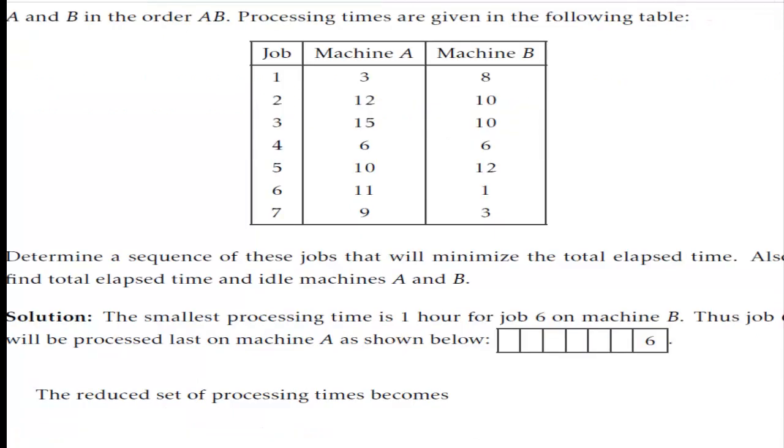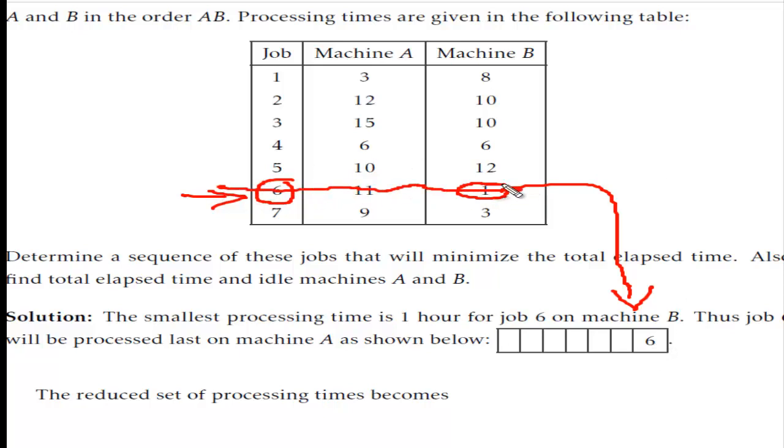What Johnson says is try to find the smallest among the A of i's and B of i's, and I'm scanning, and I'm finding 1 is the smallest. So that means job number 6, because it's from the second machine, is to be assigned at the back. So job 6 is assigned at the back. Okay, that's at the last.